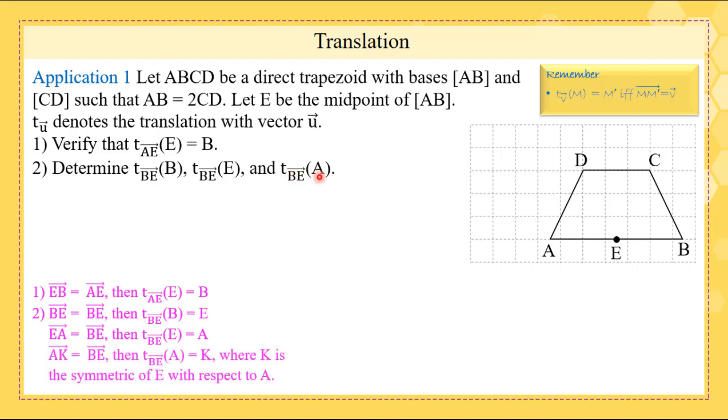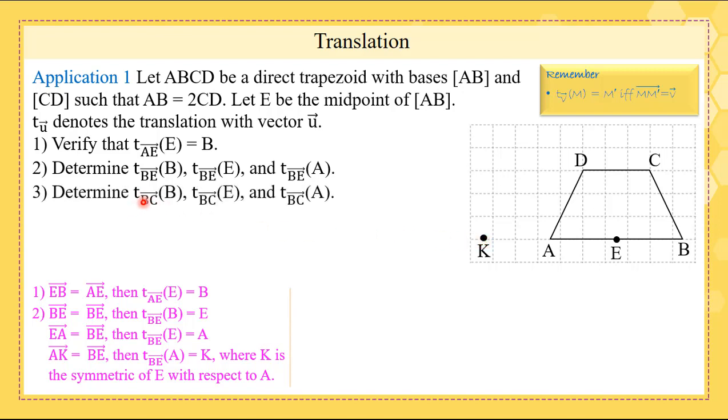Now, translation of the point A by vector BE. Here we have to find a vector starting from A in such a way this vector is equal to BE vector. So I need to put a point K, which is the symmetric of E with respect to A. In this case, AK vector is equal to EA vector, and EA vector is equal to BE vector. Then we notice that AK vector is equal to BE vector. In this case, the translation of A by the vector BE must be the point K.